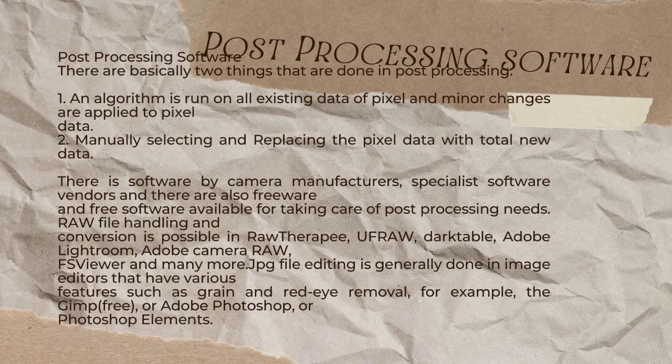There is software by camera manufacturers, specialist software vendors, and there are also freeware and free software available for taking care of post-processing needs. Raw file handling and conversion is possible in RawTherapee, Darktable, Adobe Lightroom, Adobe Camera Raw, and many more. JPEG file editing is generally done in image editors that have various features such as grain and red eye removal. For example, the GIMP, which is free, or Adobe Photoshop or Photoshop Elements.